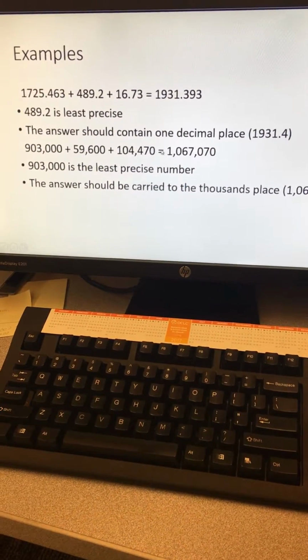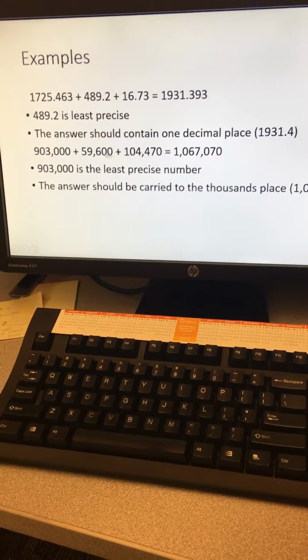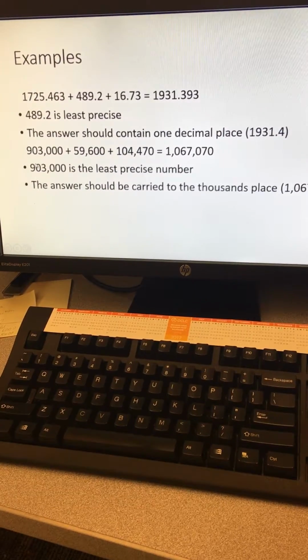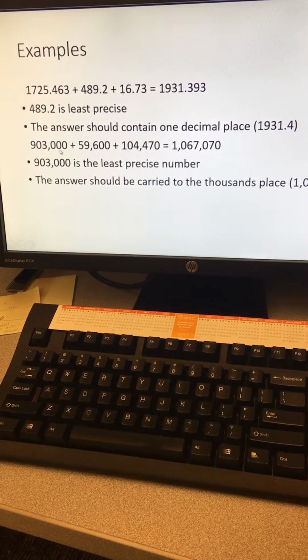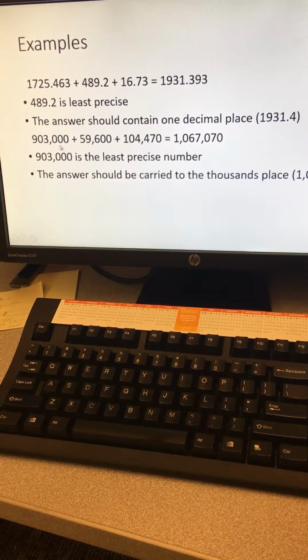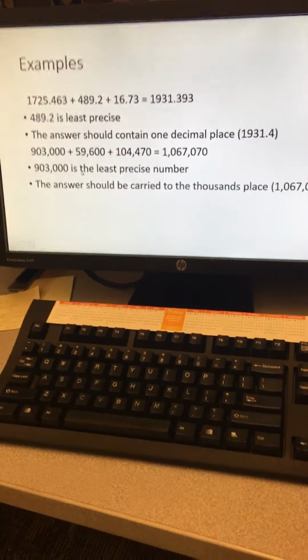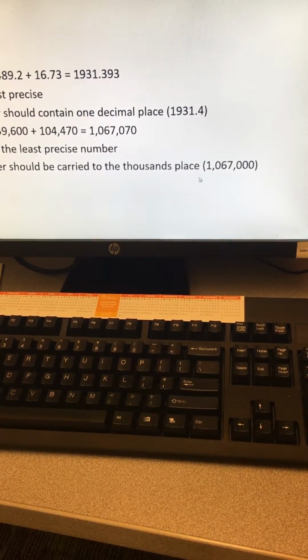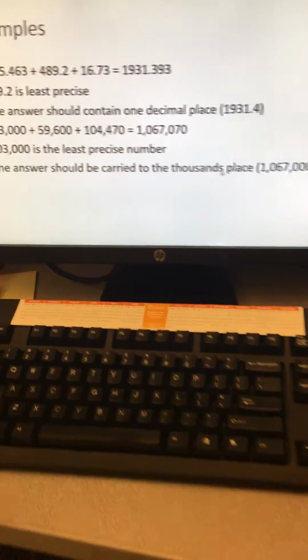And we look at this problem right here, 903,000 plus 59,600 plus 104,470. It equals 1,067,070. And we look at this, 903,000 is the least precise number because it has zeros right here, so that is the least precise number. The answer should be carried out to the thousands place, so the answer would be 1,067,000.